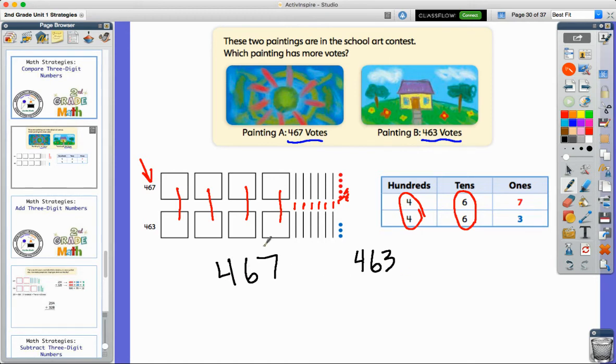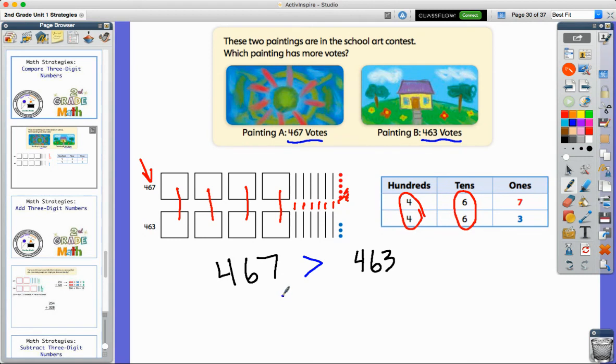So here's our two numbers, 467 and 463. Those are the votes from our two paintings. We've already looked at it and we've compared, and we know that 467 is going to be the bigger number. So again, you may have referred to this as the alligator eating the larger one, but we're going to start to use some better terminology for that. And this is going to be our greater than symbol.